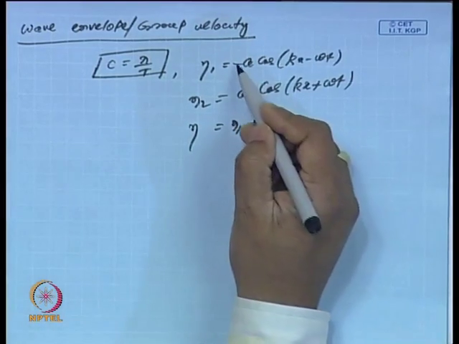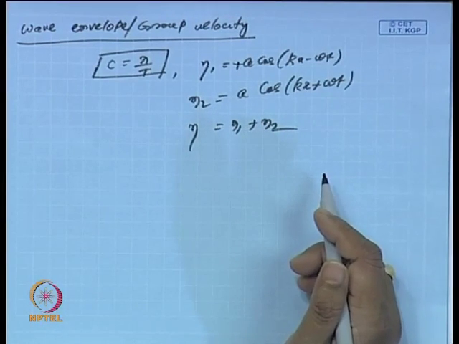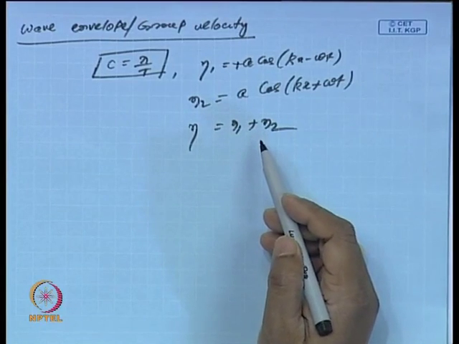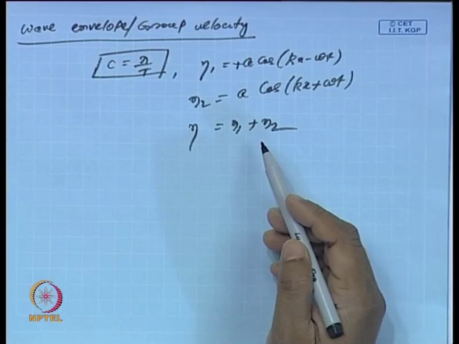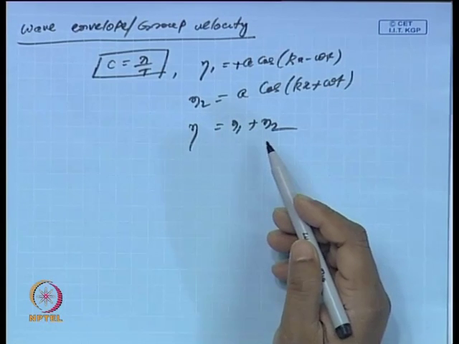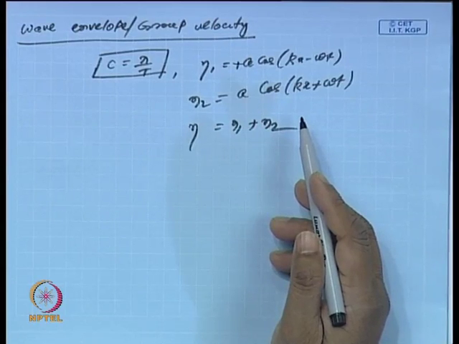So here the amplitude of this standing wave is twice that of the individual waves, and both the waves have the same amplitude; the only difference is that they are opposite in direction. The two waves propagate and they are opposite in direction.